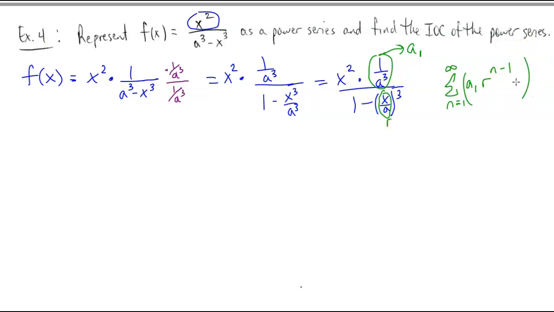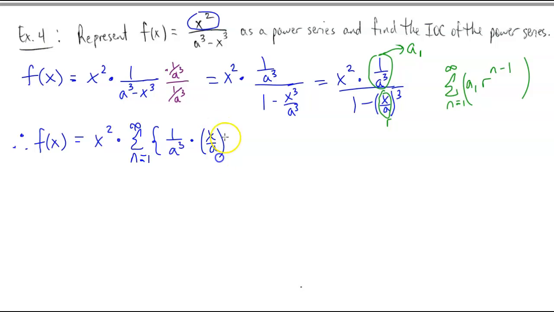So now that we have that, therefore, f of x can now be written as x squared times summation n equals 1 to infinity of our a sub 1, which is just going to be 1 divided by a cubed, times r, which is x divided by a raised to the 3. And that's going to be all that raised to the n minus 1.